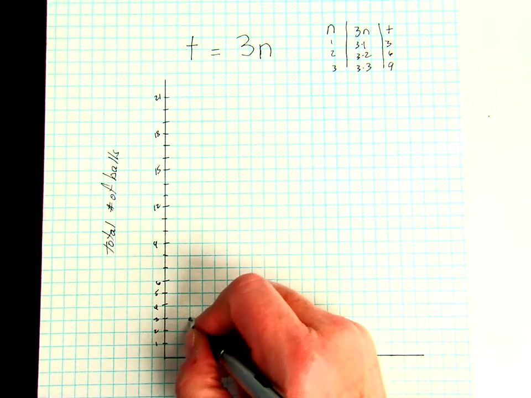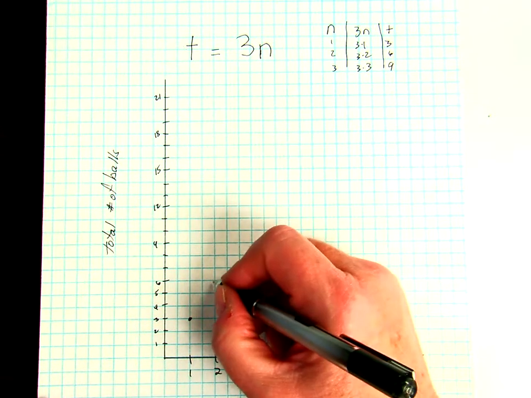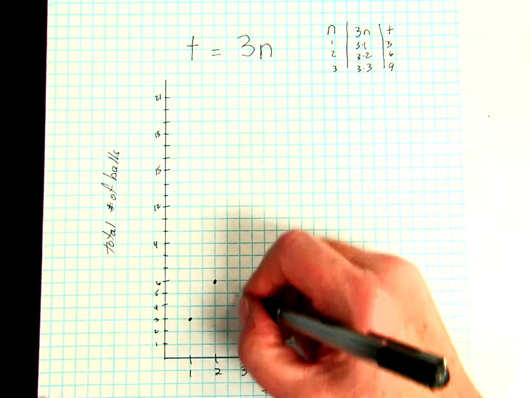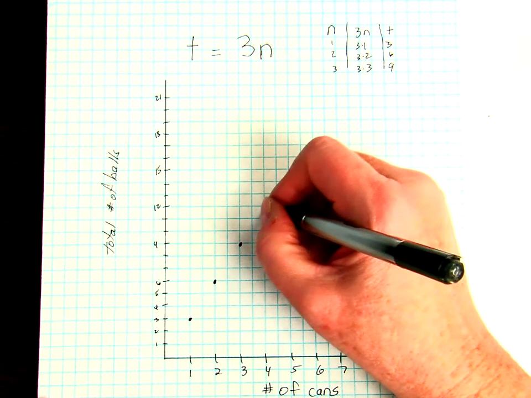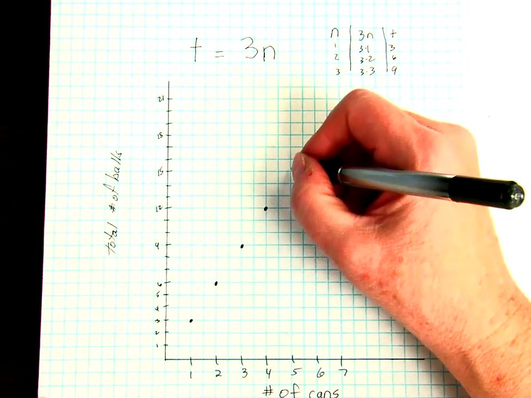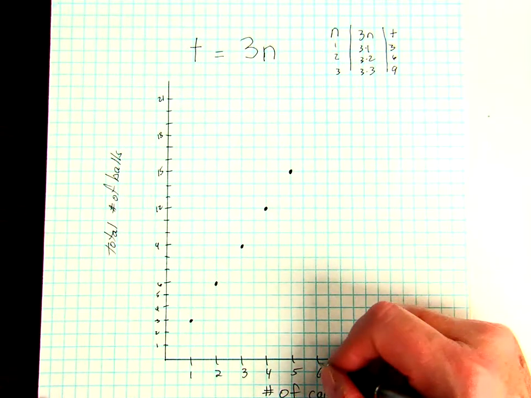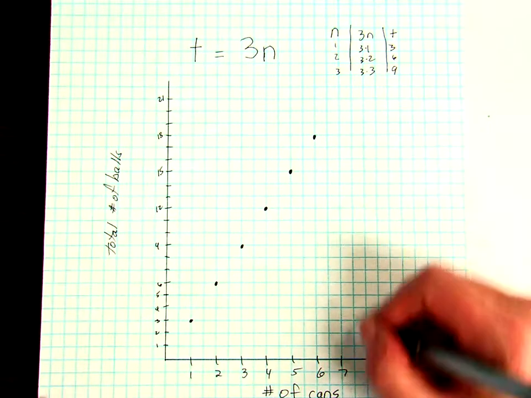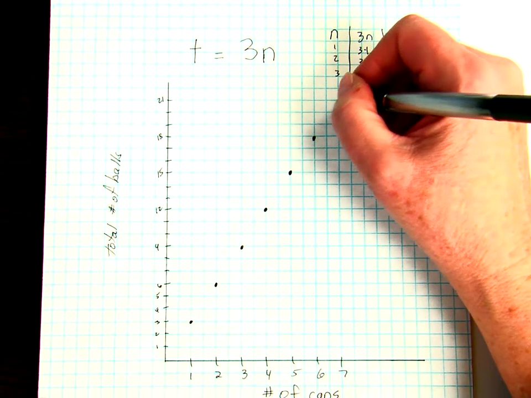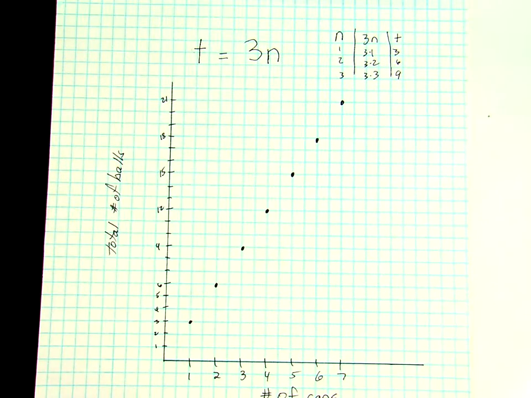So we've got 1 and 3 here. We've got 2, and we've got 6. We've got 3, we've got 9. If we had 4, it would be up here at 12. If we had 5, it would be up here at 15. If we had 6, it would be up here at 18. If we had 7, it would be all the way up here at 21.